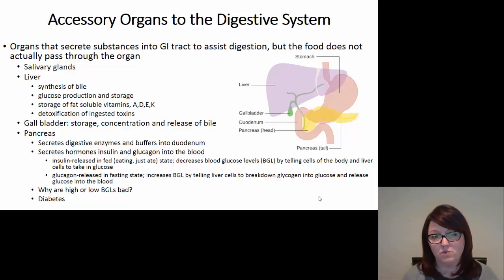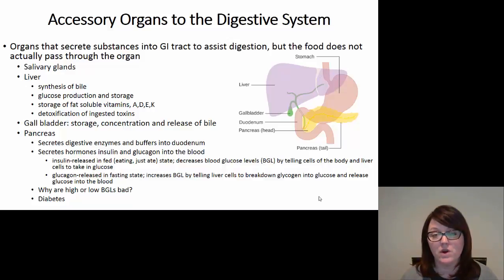The liver also plays a role with metabolism, which is digestive related. What's going on here is the liver is capable of producing glucose. So your liver can actually make glucose from things like amino acids and fats. And the liver also can store glucose. It stores glucose in its storage form called glycogen. The liver can also store our fat-soluble vitamins, which are vitamins A, D, E, and K. So the liver has a lot of fat in it, and that's why it can store the fat-soluble vitamins.